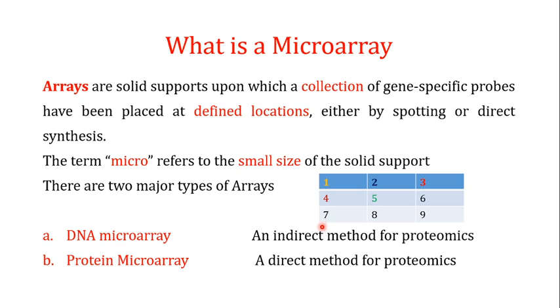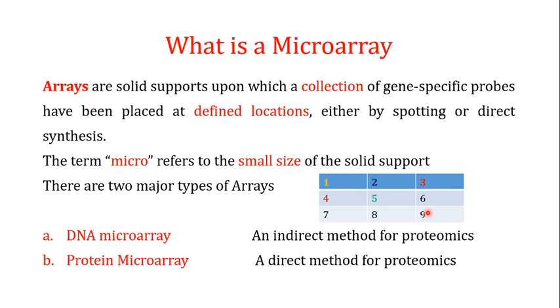For example, if this is the solid support and there are 9 spots available on this particular solid support, if you can see over here, this particular spot is referring to the presence of gene number 1 or protein number 1. This particular spot is referring to gene number 2 or protein number 2. This particular spot is referring to gene number 6 or protein number 6, and this particular spot is referring to gene number 9 or protein number 9.